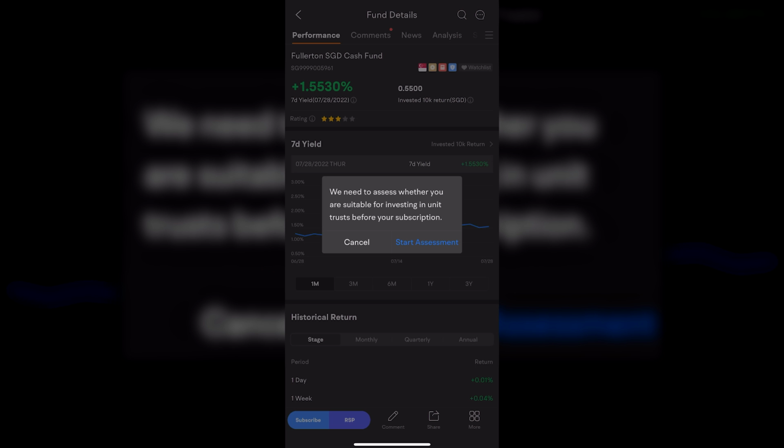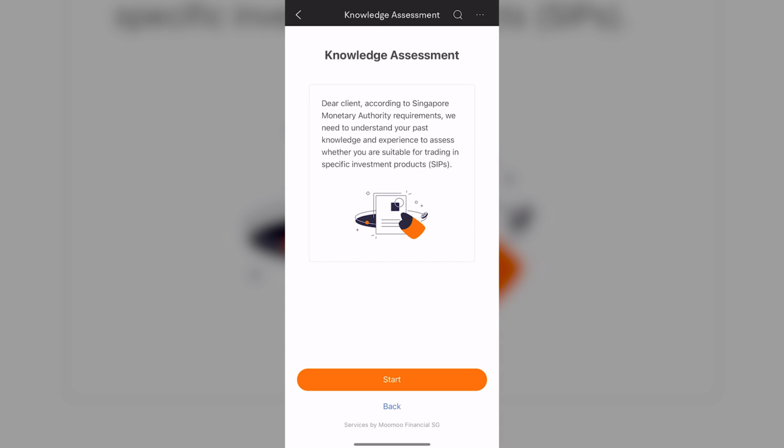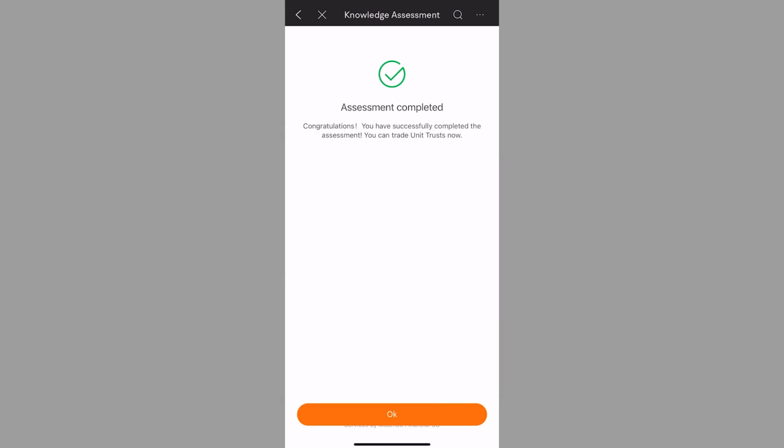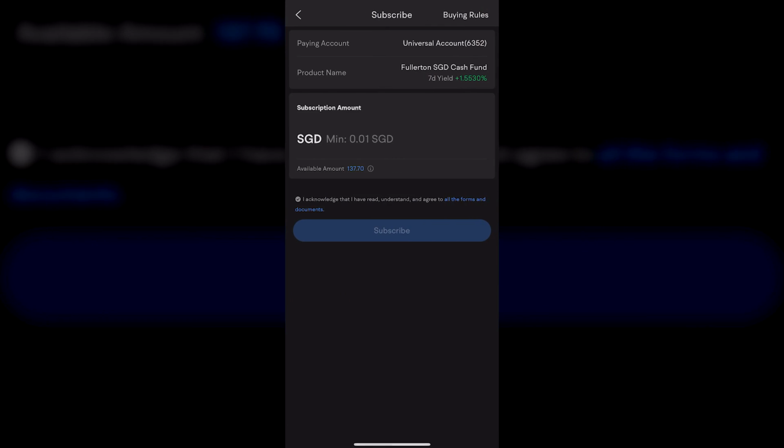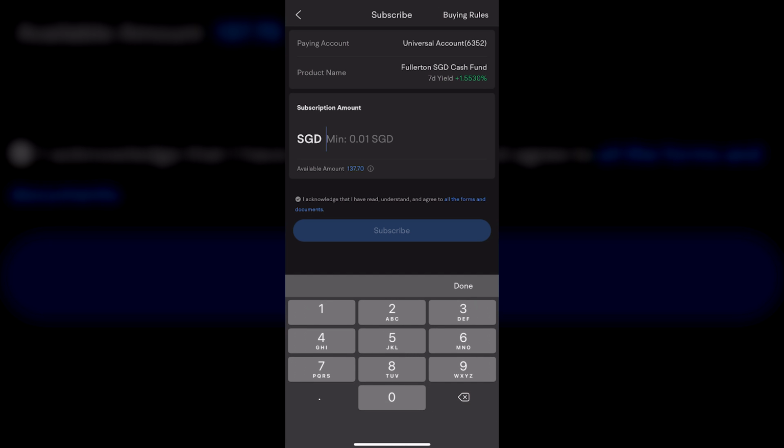If it's your first time doing this, you will need to complete the Customer Knowledge Assessment as required by MAS. So just do that. Once you are done, you'll be able to subscribe to the fund. As for the amount, you can invest from even as low as 1 cent.